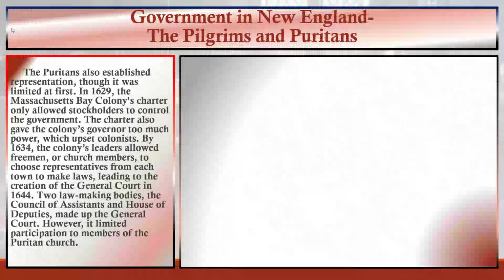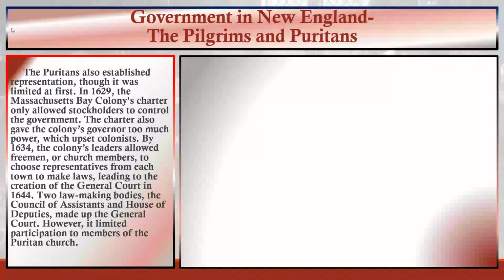One paragraph on these. The Puritans also established representation, though it was limited at first. In 1629, the Massachusetts Bay Colony's charter only allowed stockholders to control the government. The charter also gave the colony's governor too much power, which upset the colonists. By 1634, the colony's leaders allowed freemen, or church members, to choose representatives from each town to make laws, leading to the creation of the General Court in 1644.